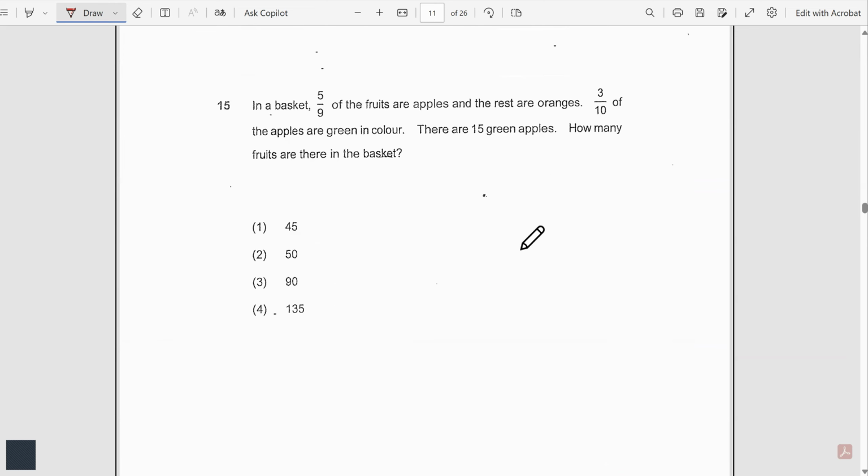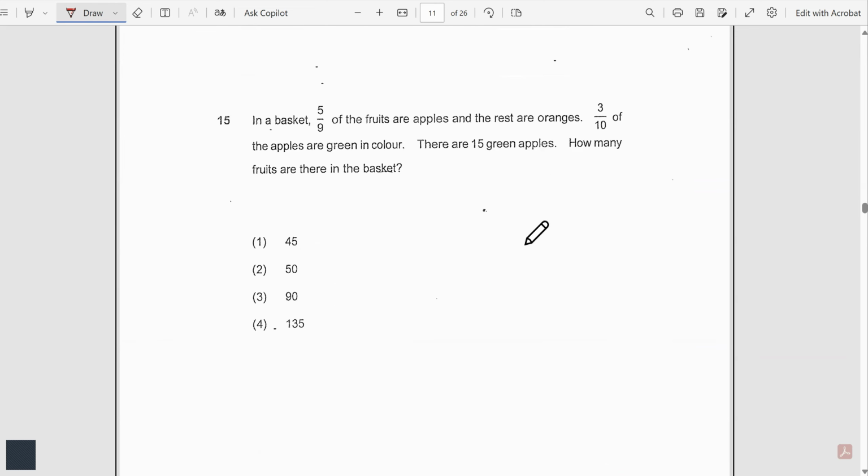Question 15, last question for your MCQ. In a basket, 5/9 of the fruits are apples and the rest are oranges. 3/10 of the apples are green in color. There are 15 green apples. How many fruits are there in the basket? Okay, so firstly, I'm going to use a model. 5/9 of the fruits are apples.